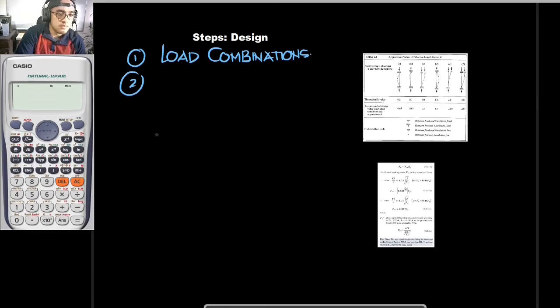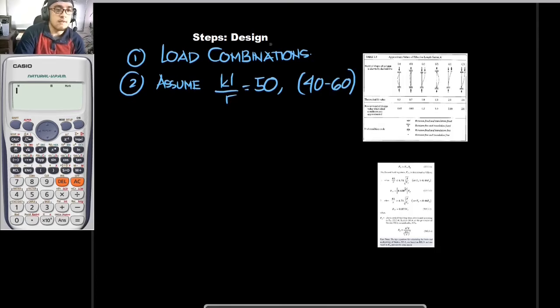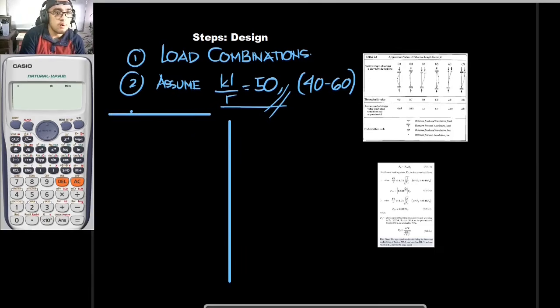And for number 2, the second step is for you to assume your KL over R. So assume KL over R. And when you assume KL over R, it is better for you to assume KL over R to be 50. The good range of slenderness ratio for compression members is 40 to 60. So let's just get the average and assume KL over R. So after this, you would actually have two methods. So we have method 1.